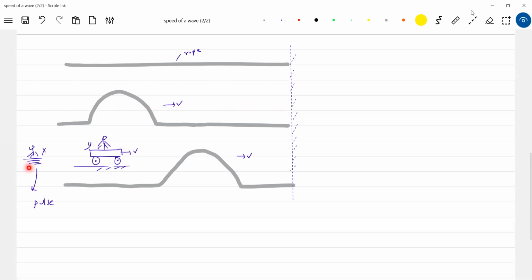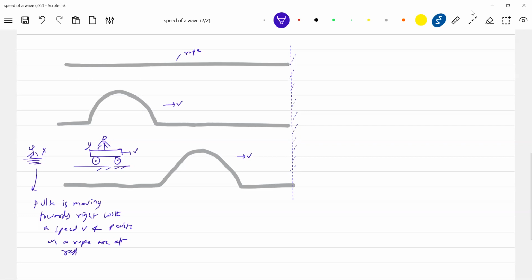Fine. So this person, what does he say? The pulse is moving towards right with a speed v, and the points on the rope are at rest. There's a basic condition. So you take any point on the rope, there'll be a rest here for him. The rope is at rest. Let it be this one. So how will the points move? Vertically up and down.